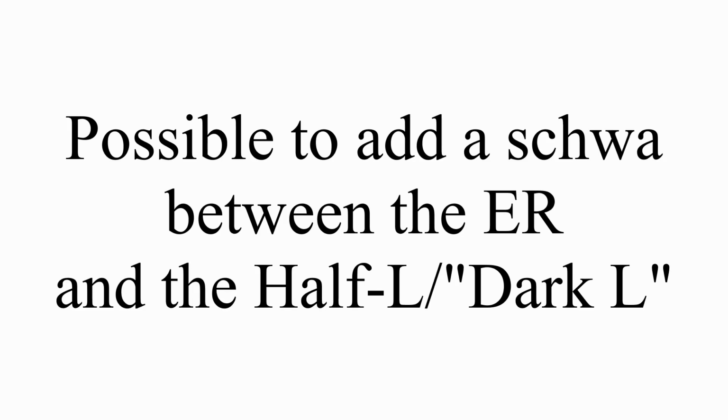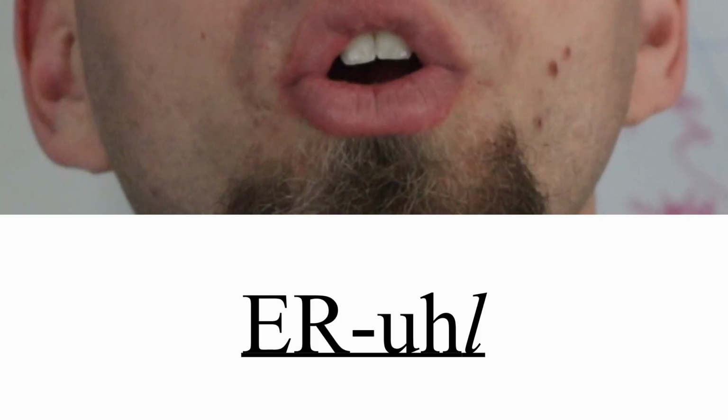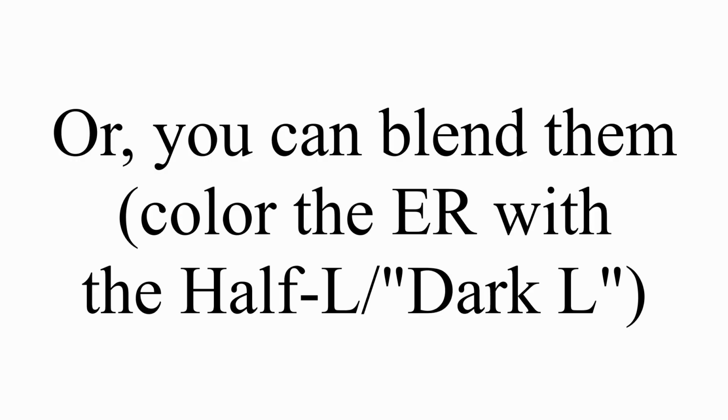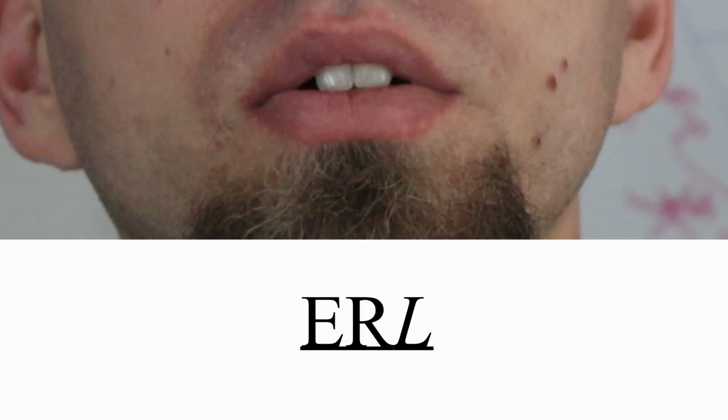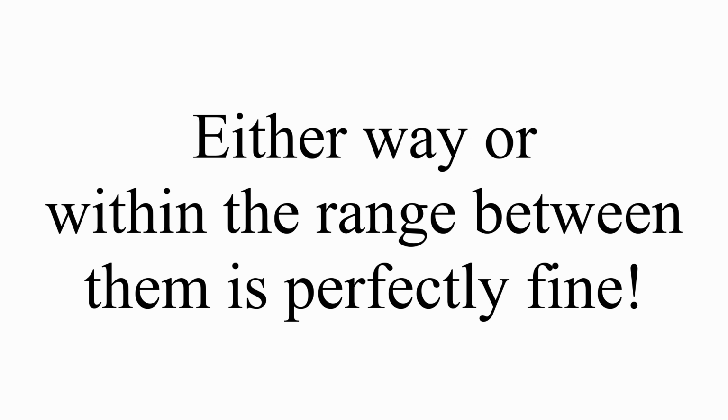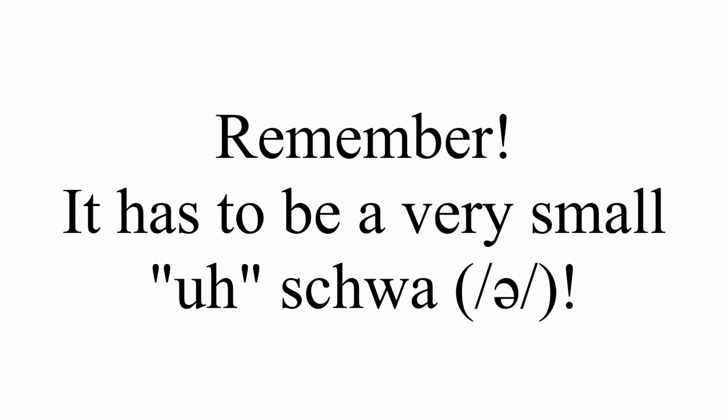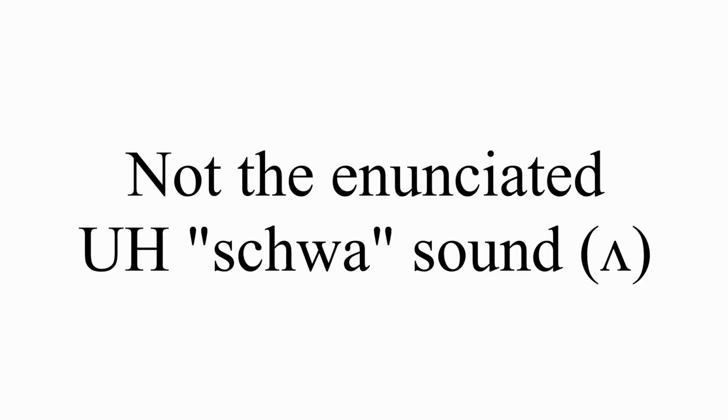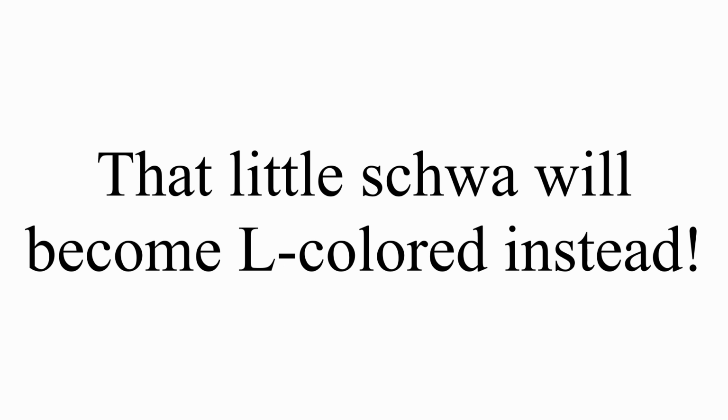The L-colored vowel sound. Note here that we can actually place a schwa sound between the vowel and the L, earl. Or you can more tightly blend them together, earl. Either way is fine as long as you are somewhere in that range. But remember, it has to be a very small schwa, not an enunciated sound. That little schwa will then become L-colored.